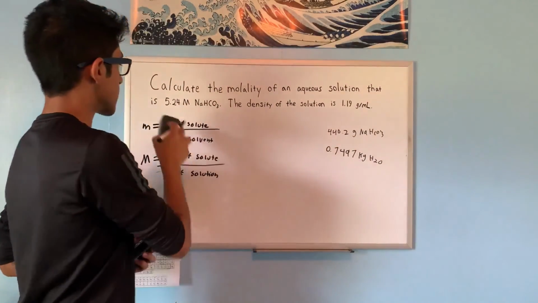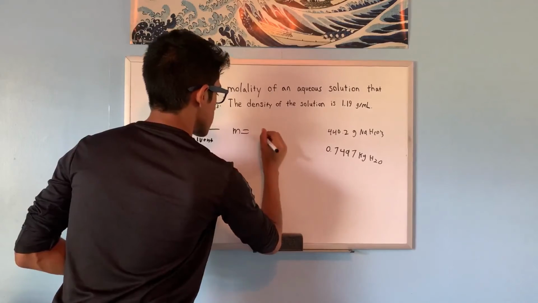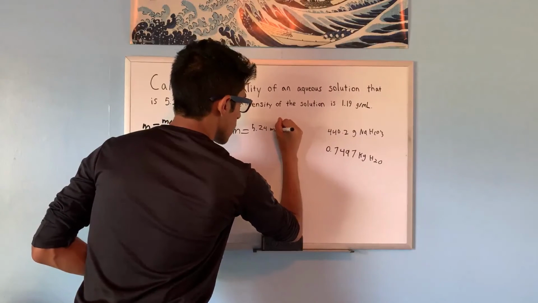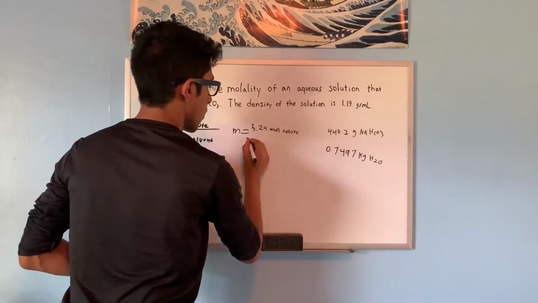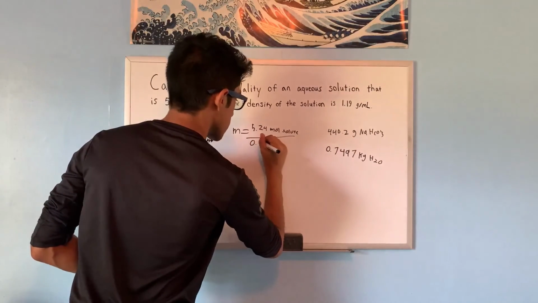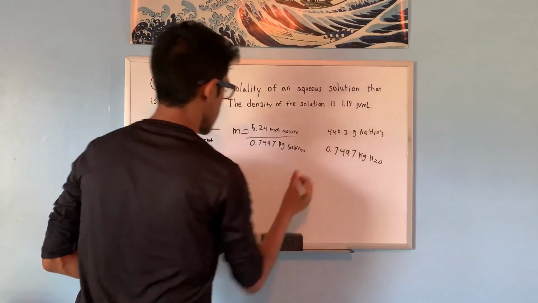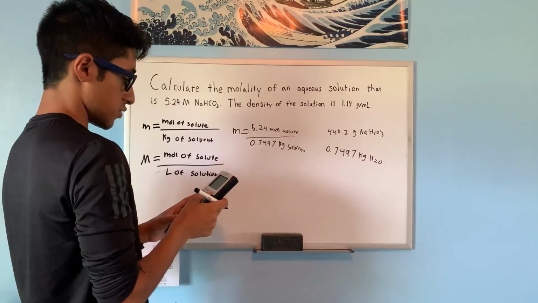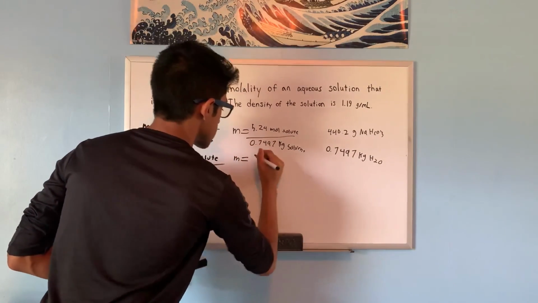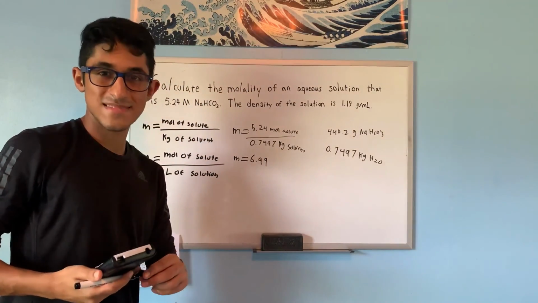Next, let's remember that we're supposed to be calculating molality, and it's the moles of solute over kilograms of solvent. So molality equals, we know we have 5.24 moles of solute over our kilograms of solvent. Remember, we have 0.7497 kilograms of H2O. You divide this, and you should be getting that our molality is equal to 6.99. Hope you guys enjoyed.